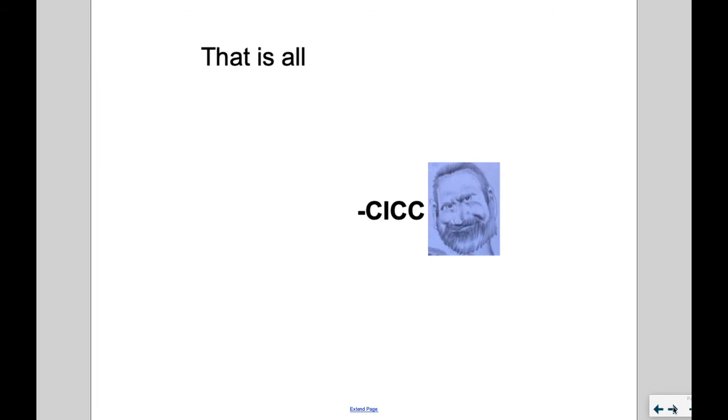Okay, so next up is the work and kinetic energy principle.